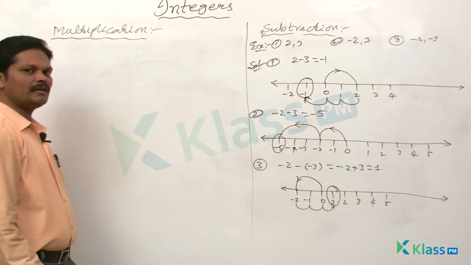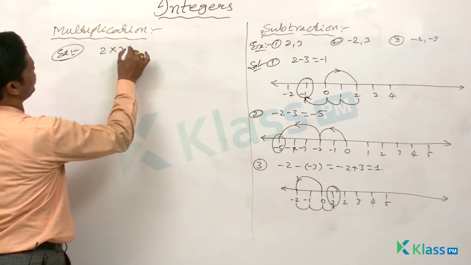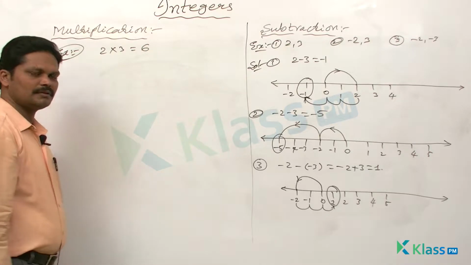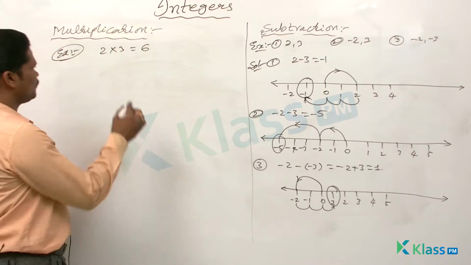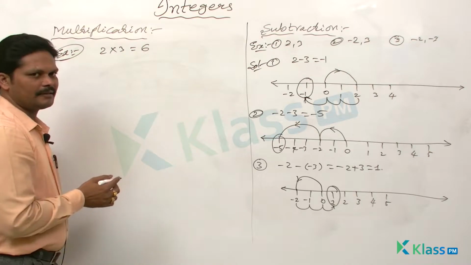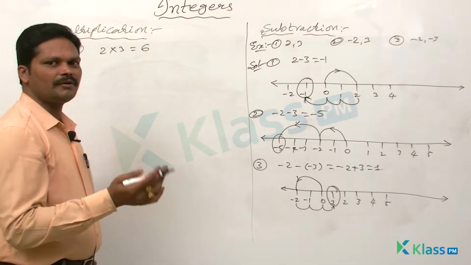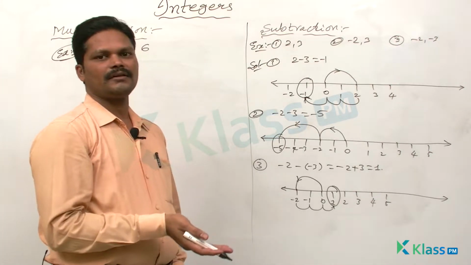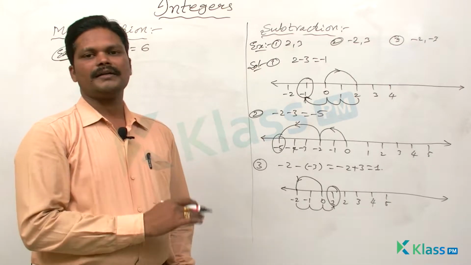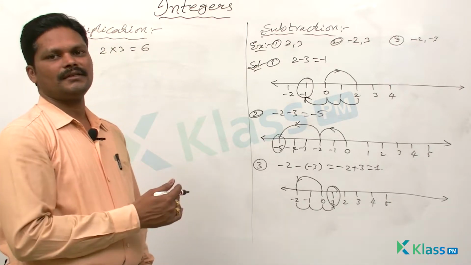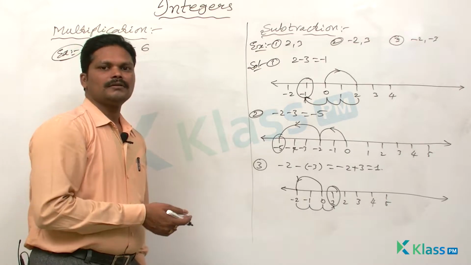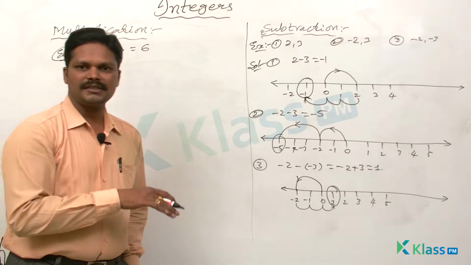And coming to the multiplication. So 2 into 3 is there. The answer is, everyone knows, 6. So how should we take it? In addition we are moving in the rightward direction on the number line from 0. And in subtraction we are going in the left direction from 0. These are the two rules we applied in addition and subtraction.